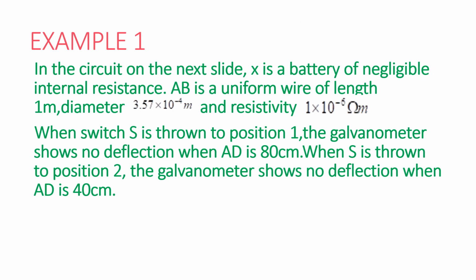Example 1. In the circuit on the next slide, X is a battery of negligible internal resistance. AB is a uniform wire of length 1 meter, diameter 3.57 times 10 power minus 4 meters, and resistivity 1 times 10 power minus 6 ohm meters. When switch S is thrown to position 1, the galvanometer shows no deflection when AD is 80 centimeters. When S is thrown to position 2, the galvanometer shows no deflection when AD is 40 centimeters.